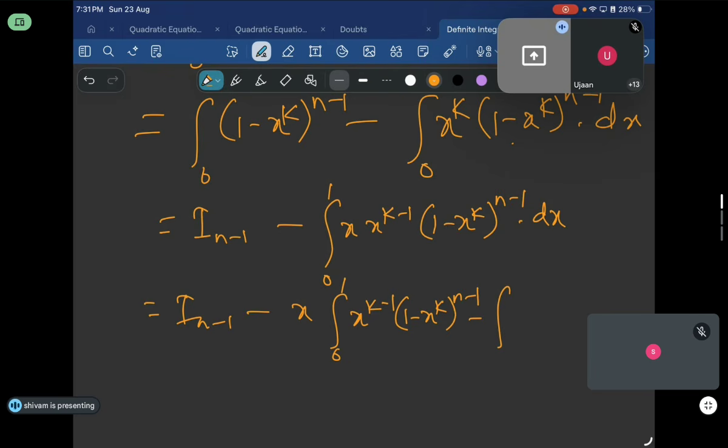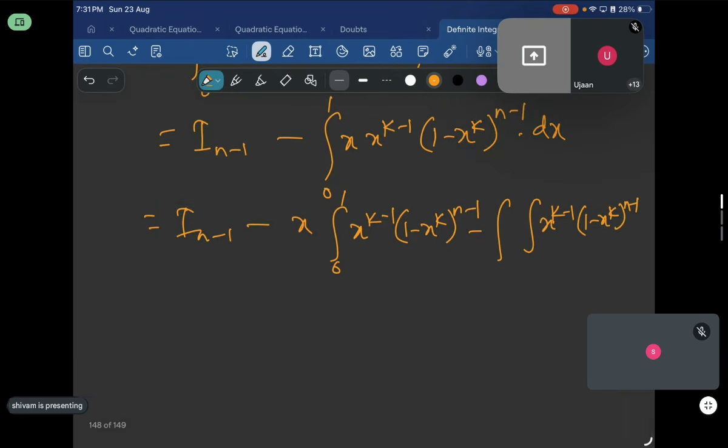Minus integral of dx by dx has gone into integral of x to the power k minus 1 into (1 minus x power k) whole to the power n minus 1 dx. Tell me, is it clear to everyone? Okay. Now we have to take a substitution.